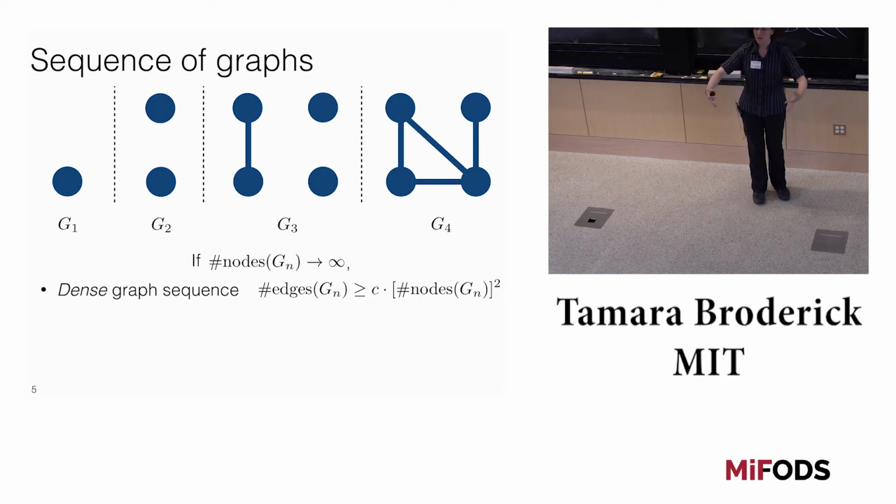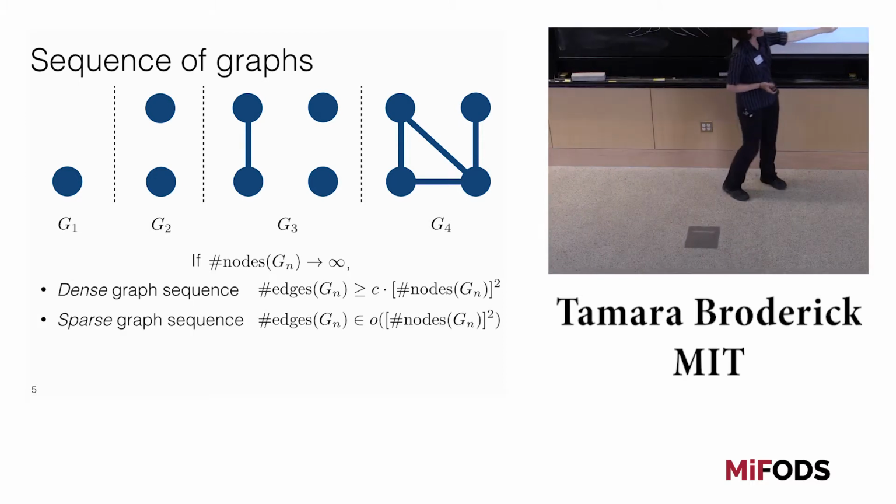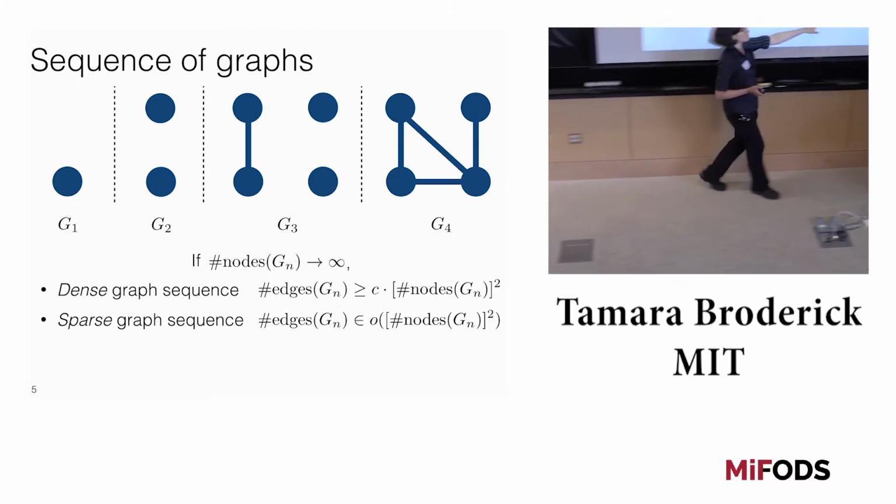And maybe we don't always want a complete graph. Maybe if you think about how you interact with people on Facebook, it's not with all of the people on Facebook. It's not even with a proportion of the people on Facebook. Okay, and we'll basically take the weakest possible definition of a sparse graph sequence for the moment. We'll just say the number of edges is subquadratic in the number of nodes.